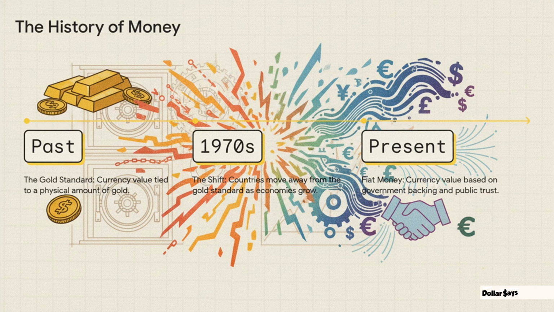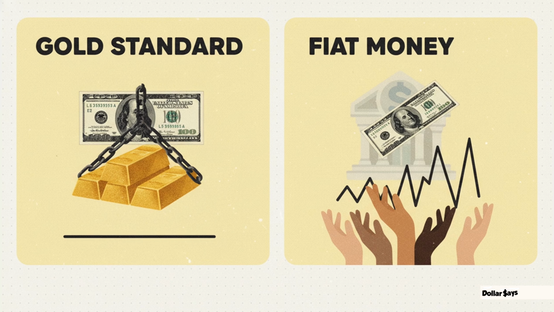But around the 1970s, that all changed. Economies were growing too fast and they needed more flexibility. So the world shifted to what we use today, something called fiat money, and it's backed by something way less tangible than gold. And this comparison really tells the whole story. The gold standard? Super stable, because it was tied to a physical thing. But fiat money? Totally different ballgame. Its value comes purely from the faith and trust we have in the government that prints it. Now, that gives countries a ton of flexibility, but it also means the value is never locked in.